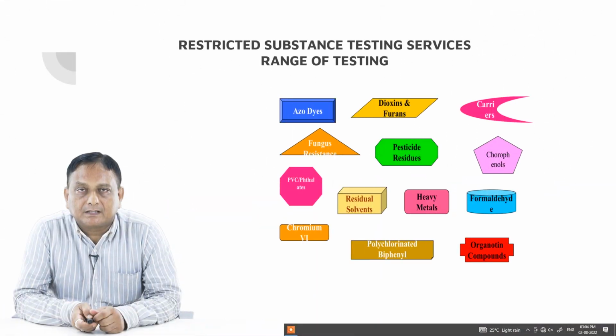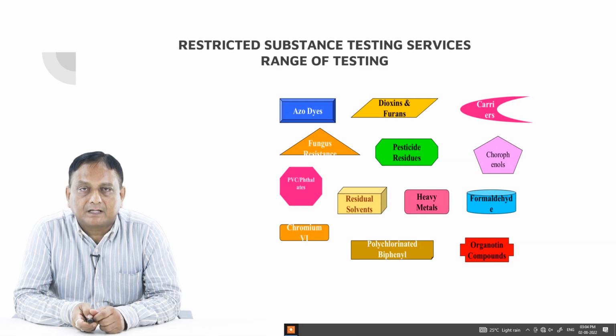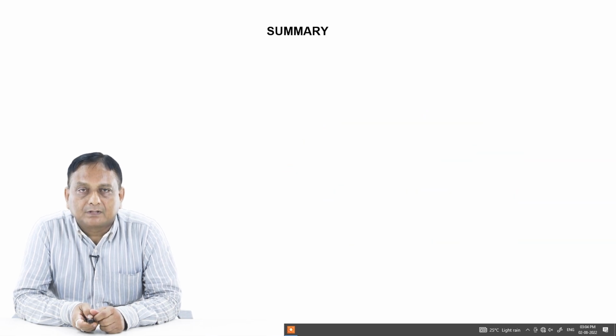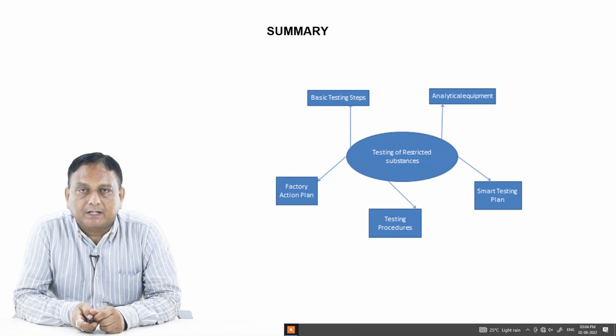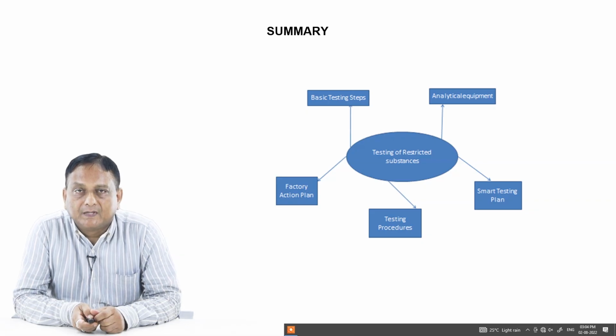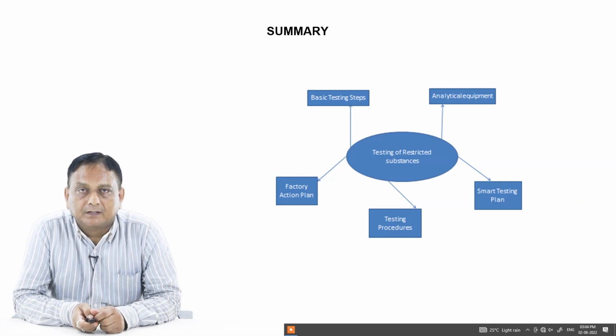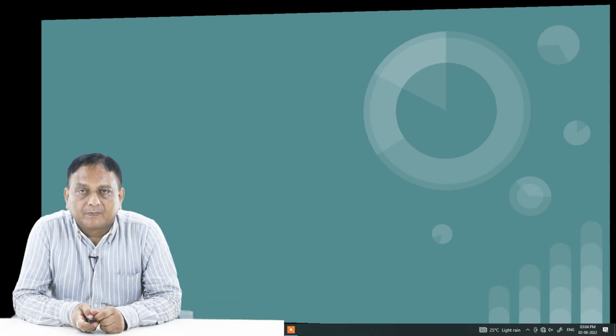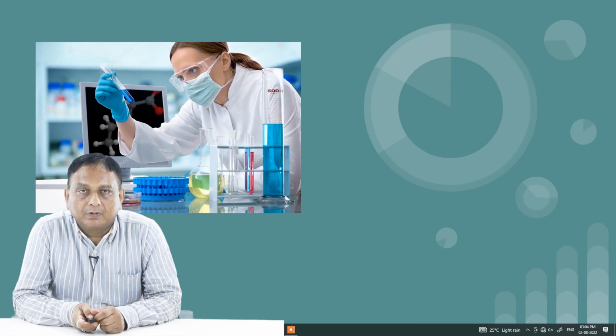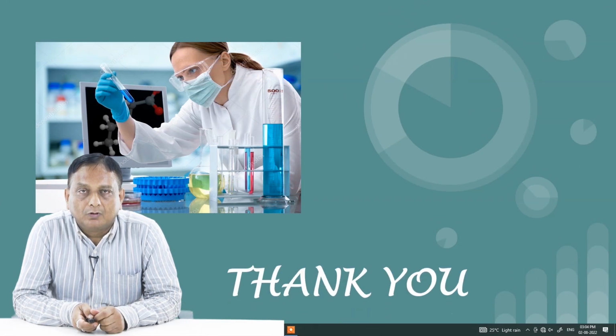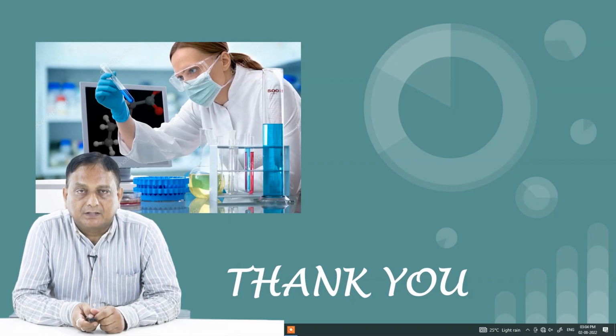So we have seen different areas of concern here, restricted substances, that different services are available and different test methods are applicable. So in summary, restricted substances testing is very, very important, and the factory should have a proper plan for testing different components. So a smart testing plan is one of them, and different chemical groups are to be tested for this purpose. So this is unit 4, lesson 2 of this restricted substances testing. Thank you.